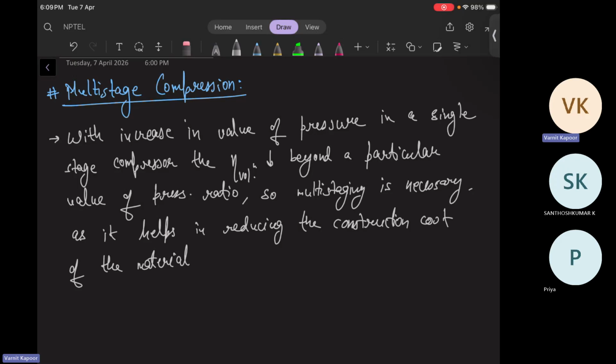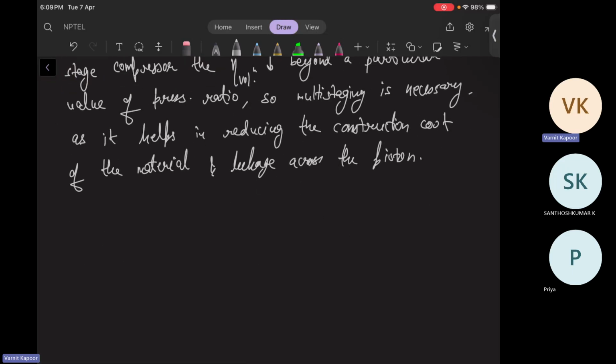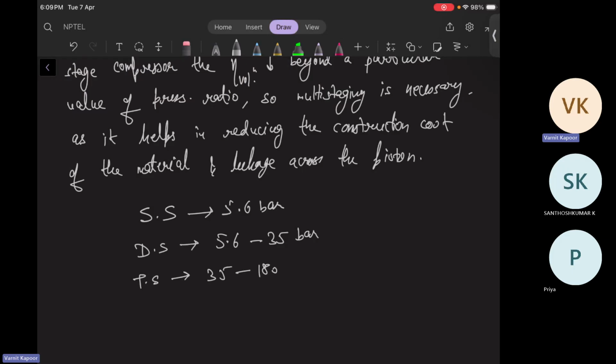And it reduces leakage across the piston. So for a single stage compressor, the pressure can be 5.6 bar. For a dual stage, it can be from 5.6 to 35 bar. And for higher, tertiary stage, it can be 35 to 180 bar. All right.